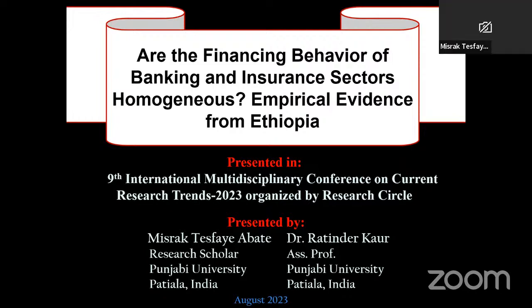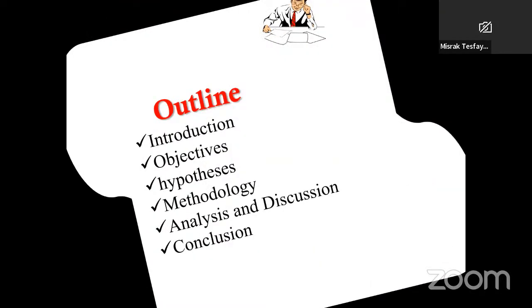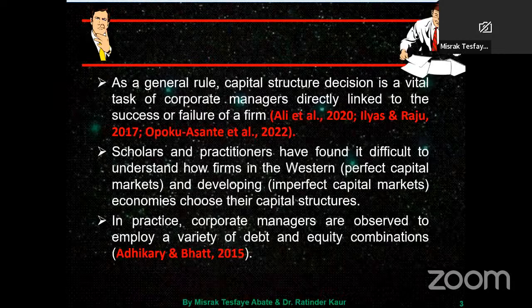My research paper is Are the Financing Behavior of Banking and Insurance Sectors Homogeneous? Empirical Evidence from Ethiopia. This research paper is part of my PhD thesis work. So I'm presenting on behalf of myself, a research scholar, and my most respected advisor, Dr. Ratinder Kaur from Punjab University, Patiala. This is the outline: the introduction, objectives, hypothesis, methodology, analysis and discussion, and conclusion.